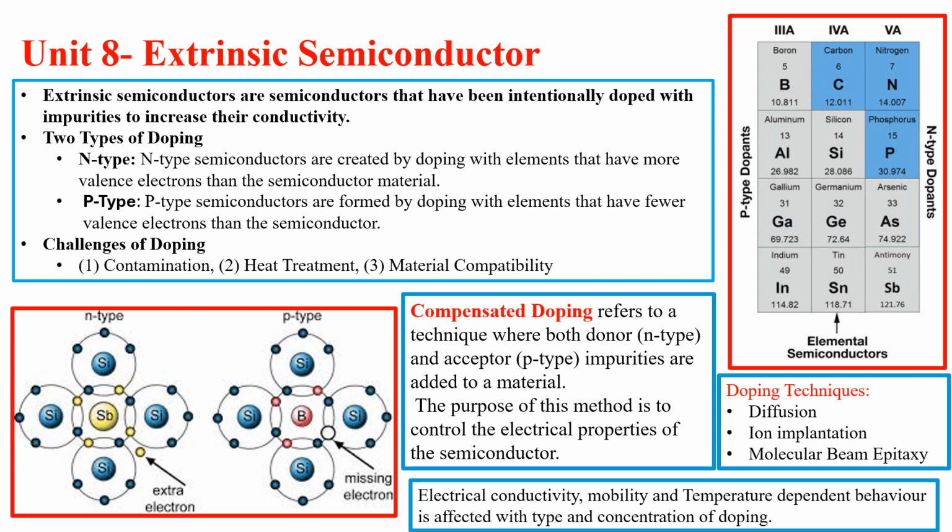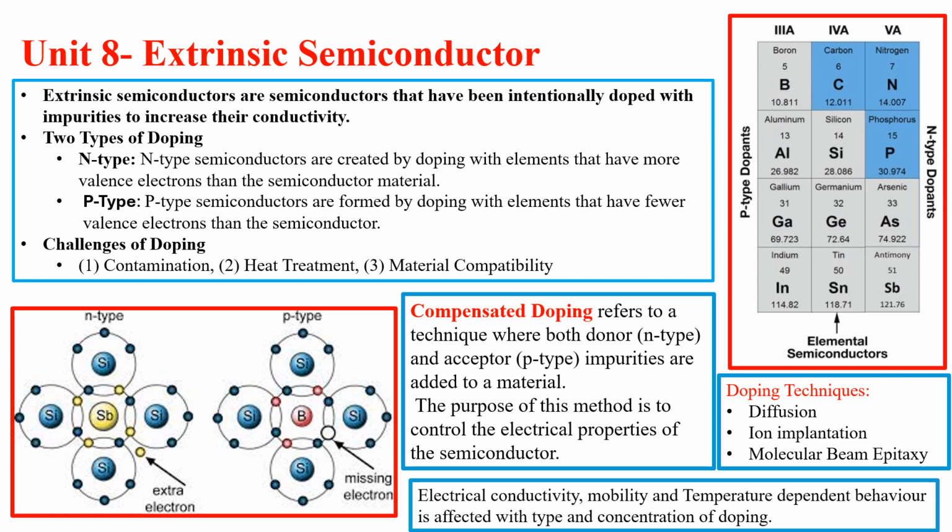Bismillahirrahmanirrahim. Extrinsic semiconductors are materials that have been doped with specific impurities to enhance their electrical properties. This modification allows them to conduct electricity more effectively than intrinsic semiconductors, which are pure and have limited conductivity. The doping process introduces free charge carriers, either electrons or holes, depending on the type of dopant used.